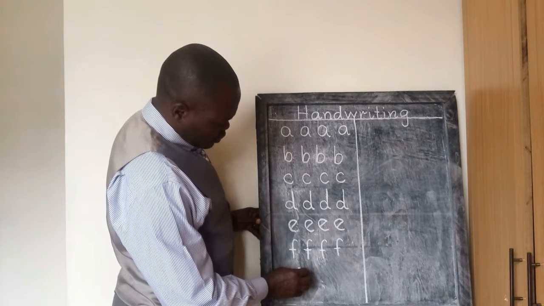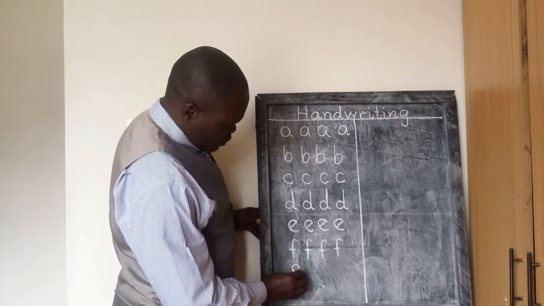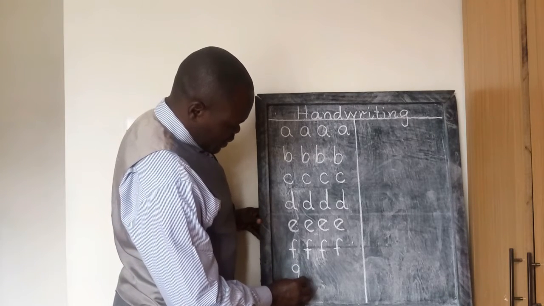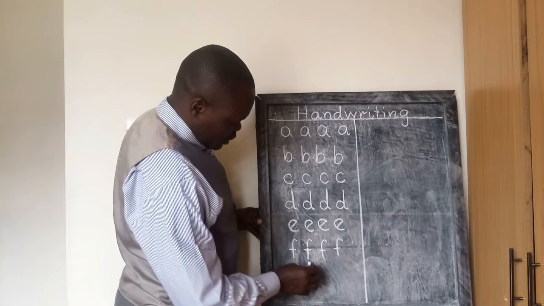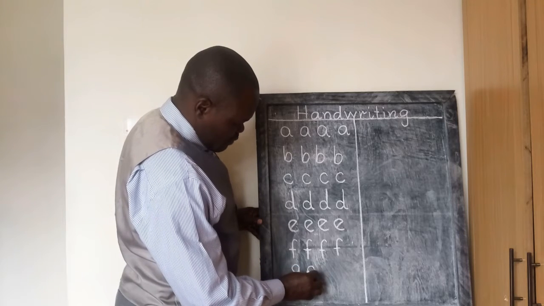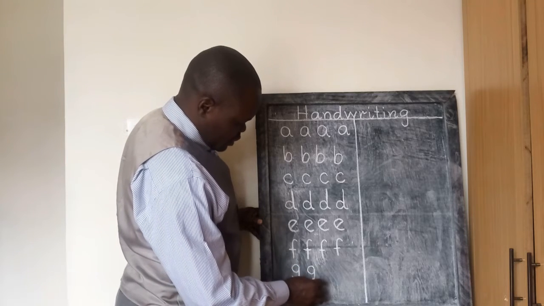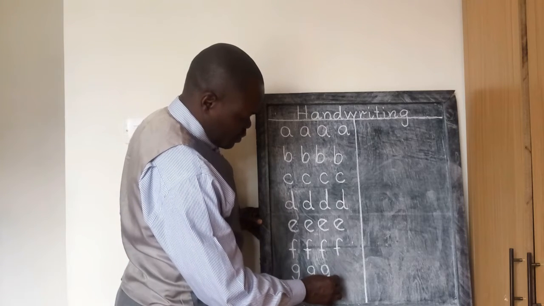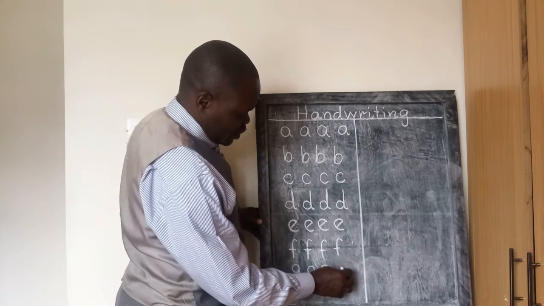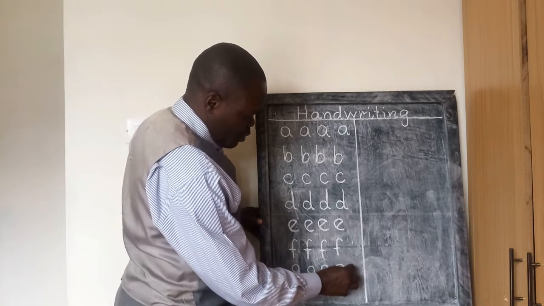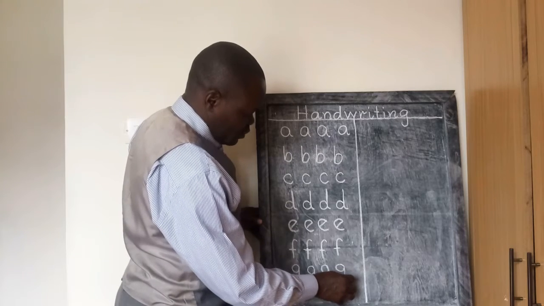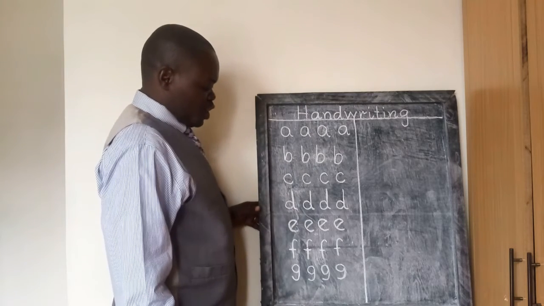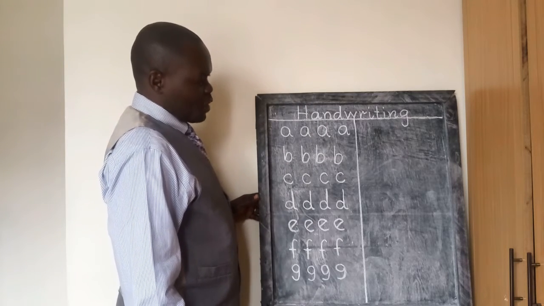Now G, that oval, and then give it that shape. Oval, give it the shape. You will have written G very, very well.